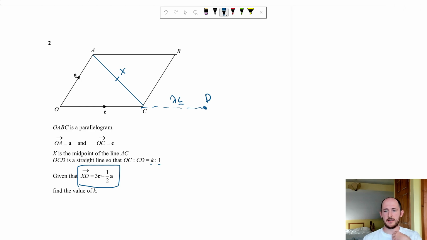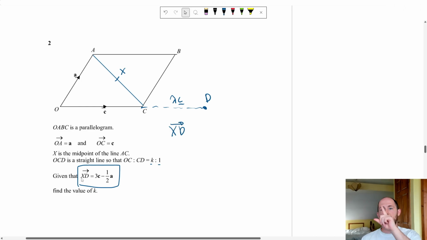So in my mind, if I write my own equation for XD and I compare it to this XD, I can then look at what the difference is, and therefore the difference should be C to D. For example, if I know that X to C is half a, for example, and I know that X to D is half a plus 3c, then that means C to D must be 3c, right?